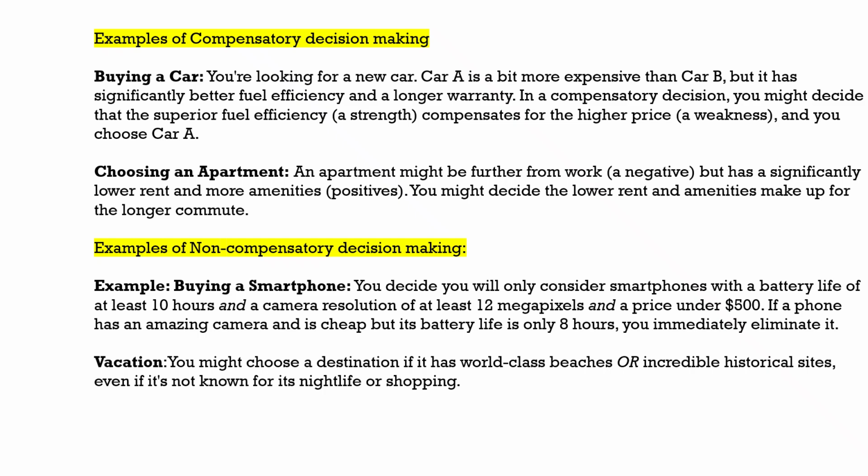Suppose a consumer wants to purchase a smartphone. Here he will set specifications for purchasing the smartphone. For example, he has set the threshold that he wants a smartphone which has a battery life of at least 10 hours, a camera resolution of at least 12 megapixels, and a price under $500. So a phone with an amazing camera and a low price but only 8 hours of battery life will be completely eliminated.